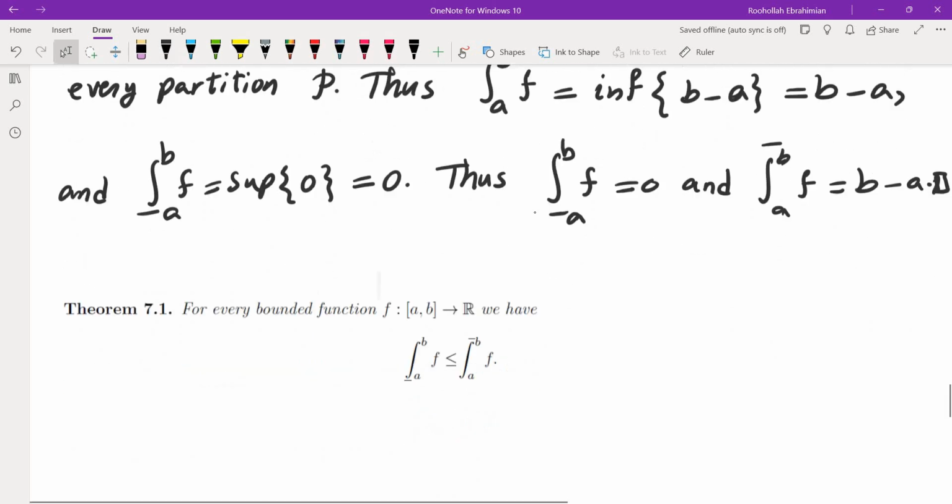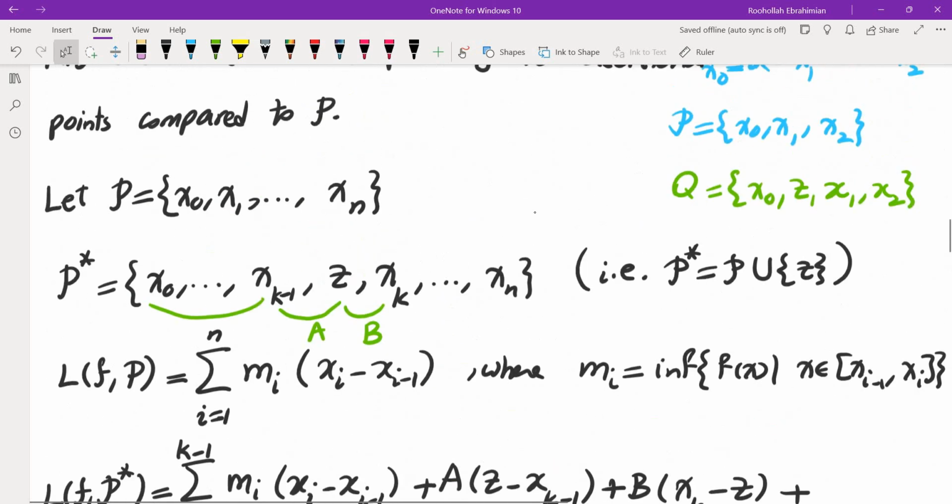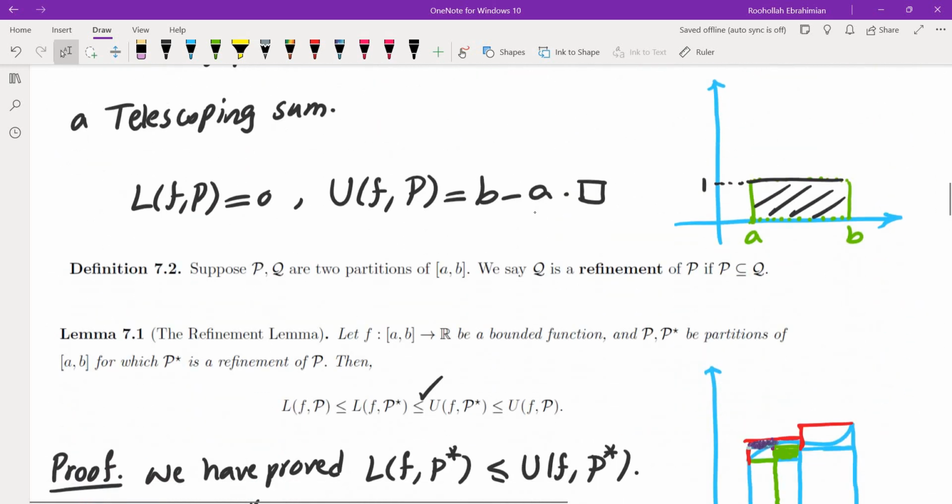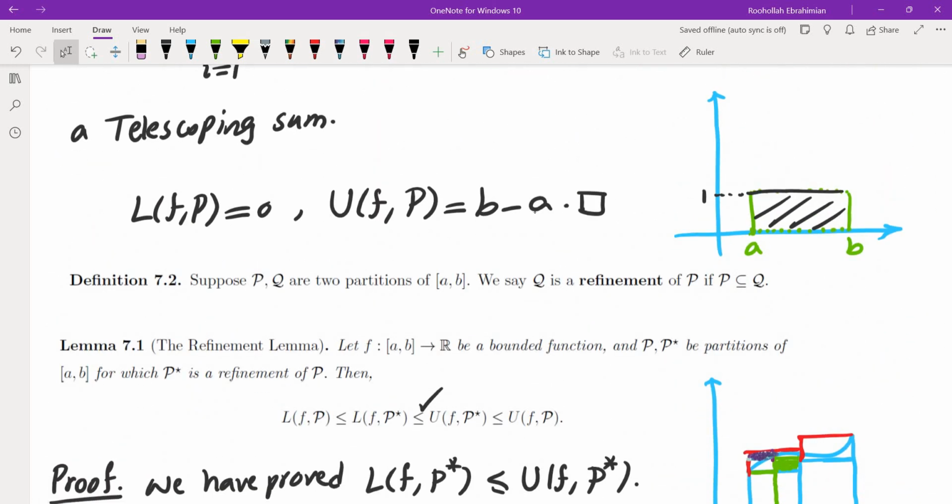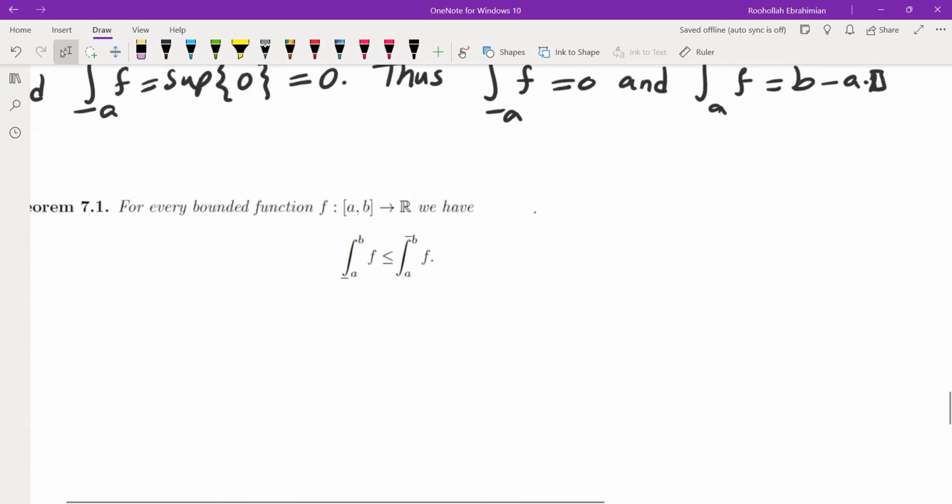Okay. And it makes sense based on what we discussed before. Look at this graph. The smallest rectangle fitting underneath the graph of this function is just nothing, a segment. The largest rectangle fitting underneath the graph of this function is just a segment. So the area is 0. The smallest rectangle covering the whole region is a rectangle with base b minus a and height 1.